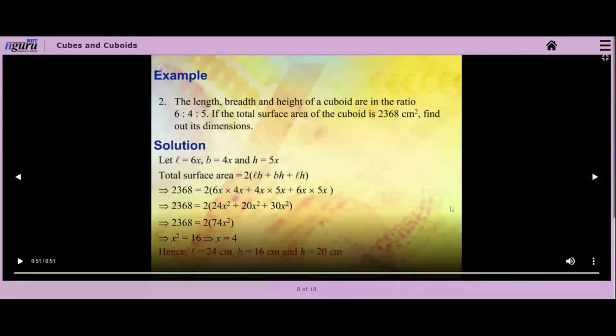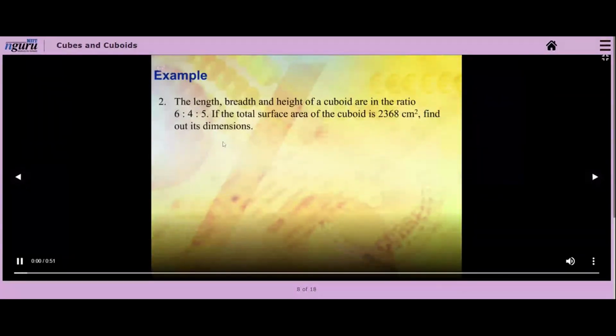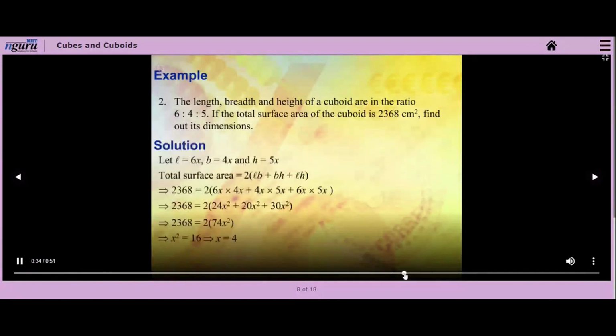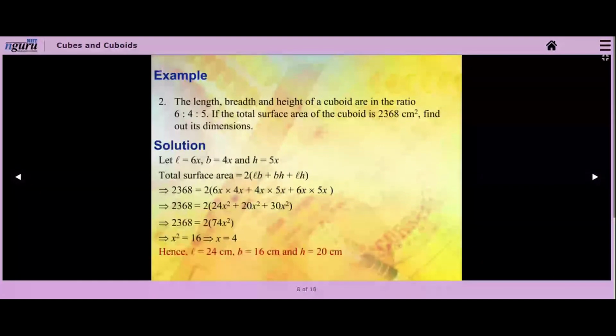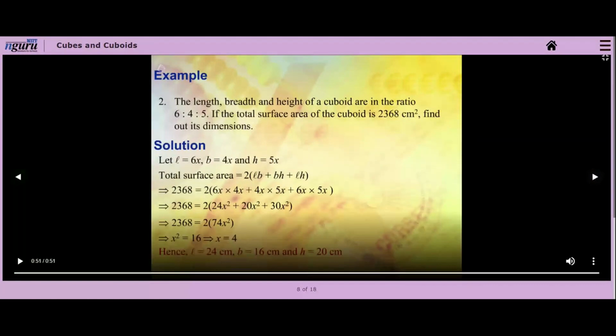Is this what you got? Consider another example. The length, breadth, and height of a cuboid are in the ratio 6:4:5. Substituting the values of L, B, and H in the formula and simplifying, we get the value of x as 4. Hence, the length is equal to 24 centimeters, the breadth is equal to 16 centimeters, and the height is equal to 20 centimeters. No, ma'am. You gave me some other answer, no? You gave me some 96 something.